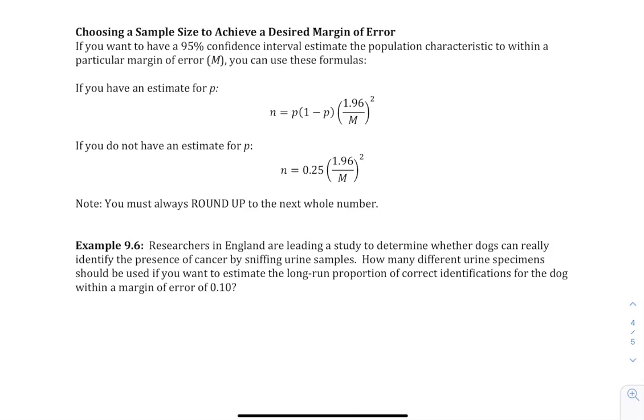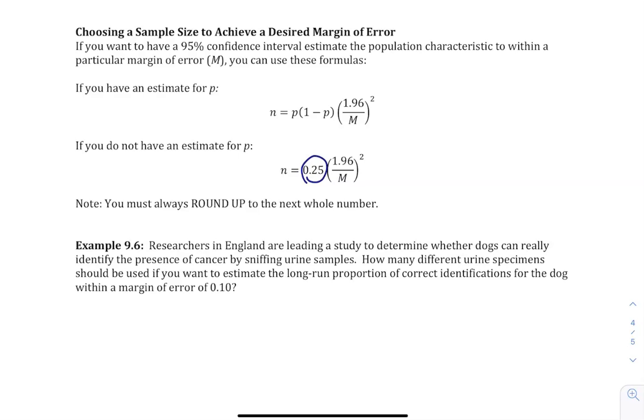If you have an estimate for p, if you know from a previous study or you have an idea of what it might be, then you would do your p times 1 minus p, and then 1.96 divided by the particular margin of error that you're looking for as a decimal, and you square that. Now, if you don't have an estimate for p, then you need to use the worst case scenario, which is by putting that 0.25 there.